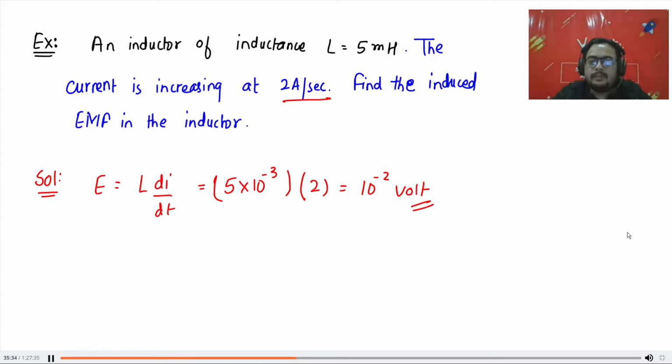What is the value of 1 Henry? It is 1 Weber per ampere.